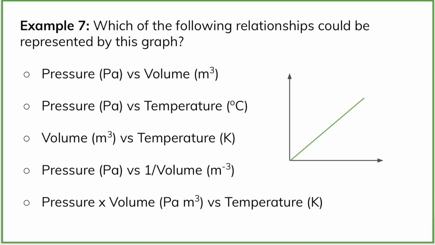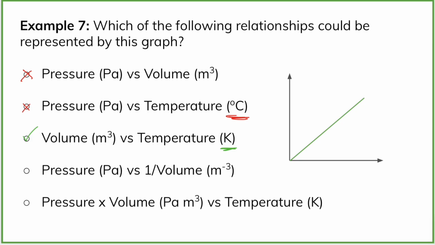Which of the following relationships could be represented by this graph? This is a proportional graph, a straight line going through the origin. Pressure and volume, it can't be pressure and volume. We know that pressure and volume are inversely proportional. Pressure versus temperature in degrees Celsius. Well, pressure and temperature are proportional to each other, so it should be a linear graph. But the Celsius graph didn't go through the origin. So this graph could not represent this relationship. Volume and temperature, we know those are proportional, and it's in Kelvin, so that means it goes to the origin. So this graph could be volume versus temperature.